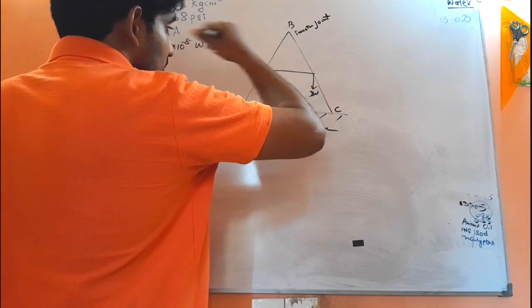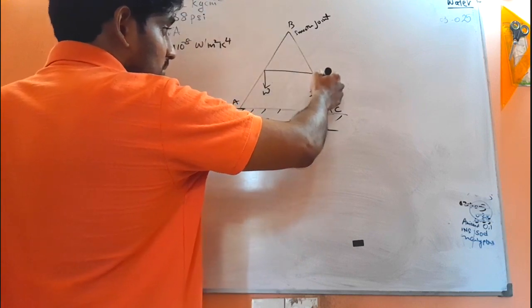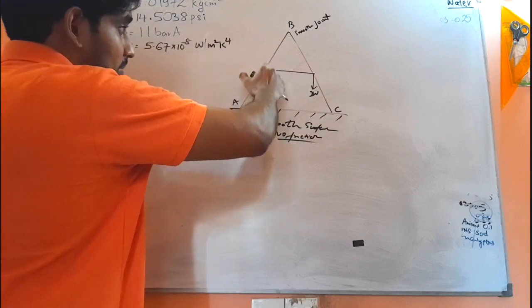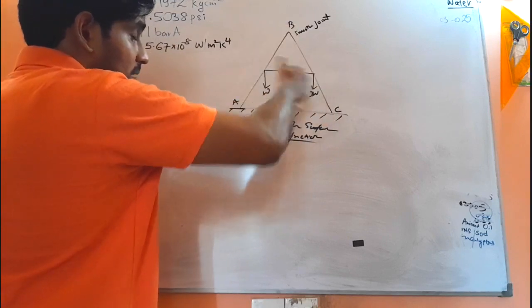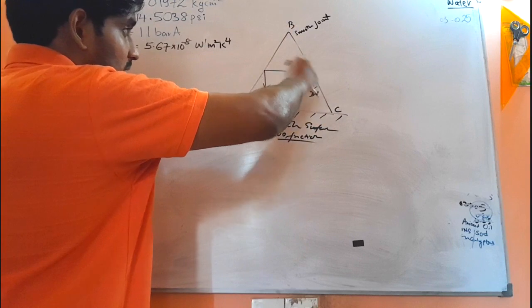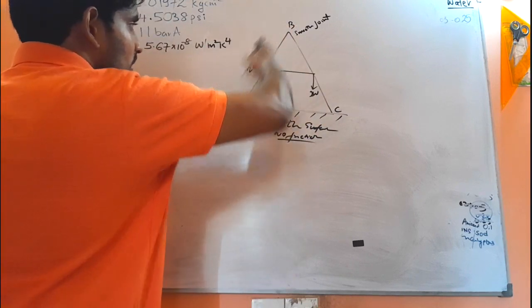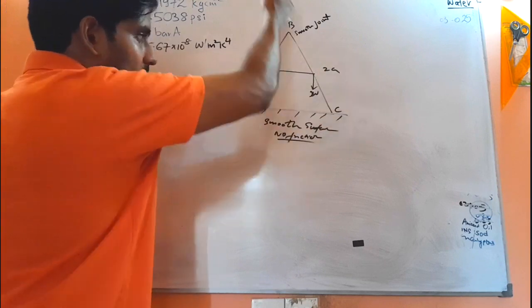The weight of this rod is W, and this one is 2W. That is why I have marked the center of gravity of each rod at its midpoint. Both of these rods have equal length, so this length is 2A, and this length is also 2A.